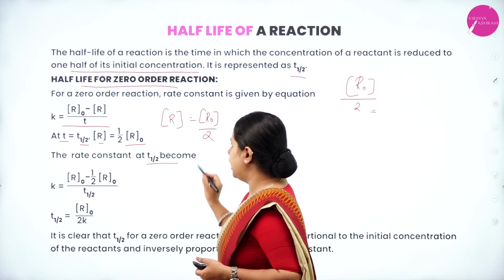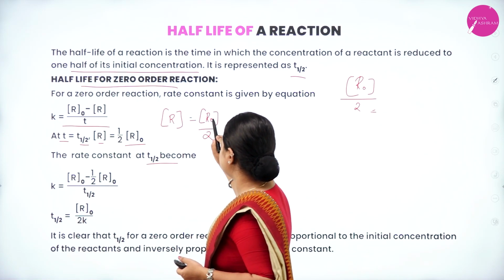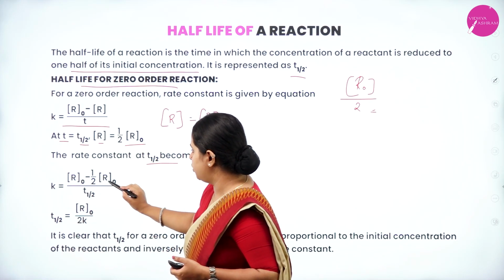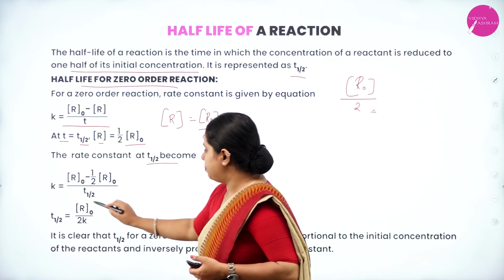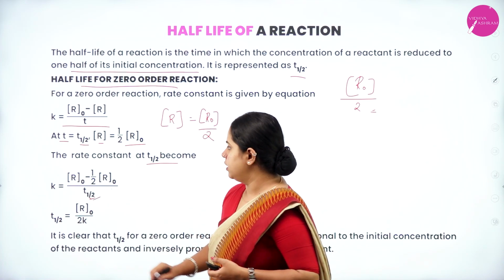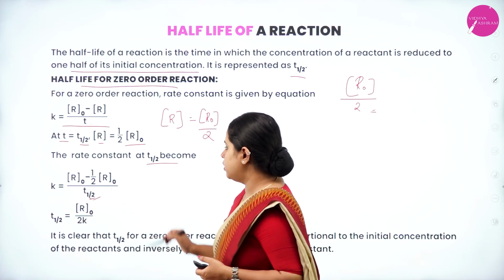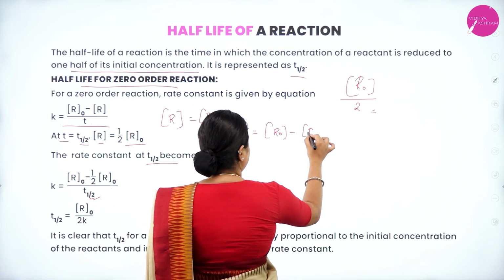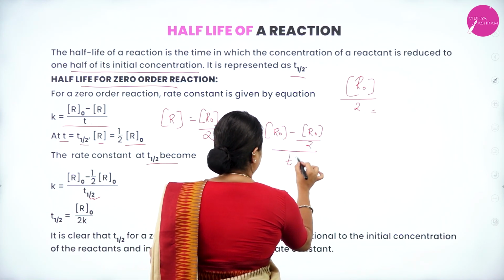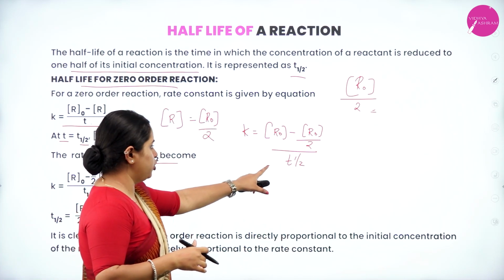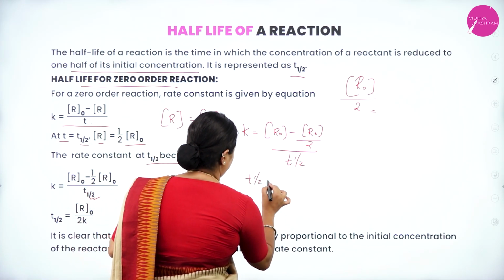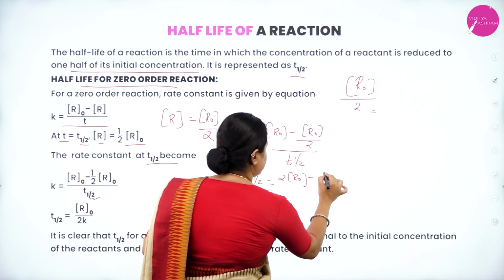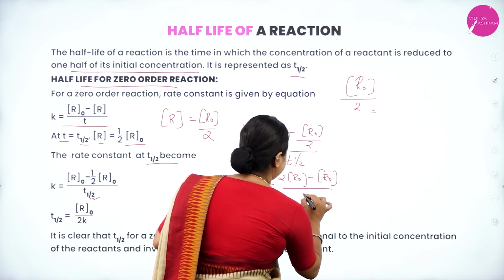So for the rate constant at T half, instead of R we are going to substitute R0 by 2. So K will be equal to R0 minus R0 by 2 divided by T half, right? Instead of T here, we put T half. Now what is going to happen? K is equal to R0 minus R0 by 2 divided by T half. We need the T half equation, so I am going to take the T half here. T half will be equal to, now we are going to take the LCM here, 2R0 minus R0 divided by 2.